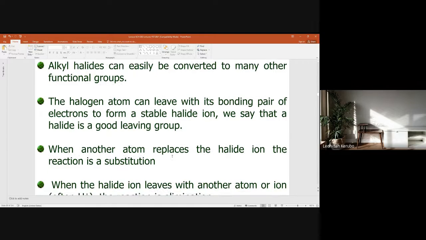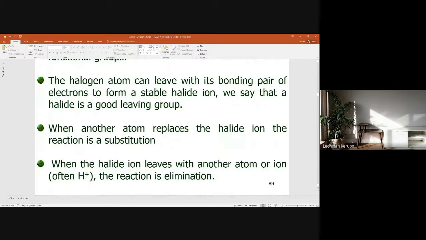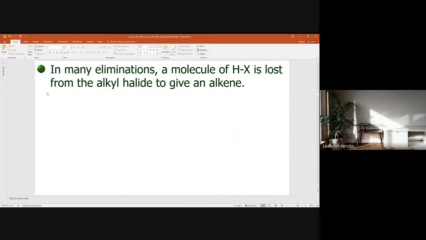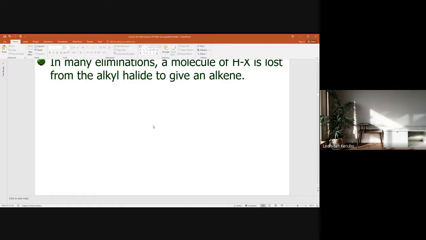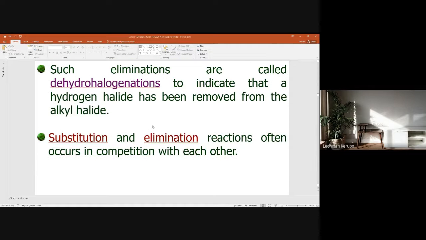When another atom replaces the halide ion, the reaction is substitution. And when the halide ion leaves with another atom or ion, often a proton, the reaction is elimination. You will see later. In many eliminations, a molecule HX is lost from the alkyl halide to give an alkene. So that's how alkenes are synthesized. Such eliminations are usually called dehydrohalogenations, to indicate that the hydrogen halide has been removed from the alkyl halide to form alkenes.